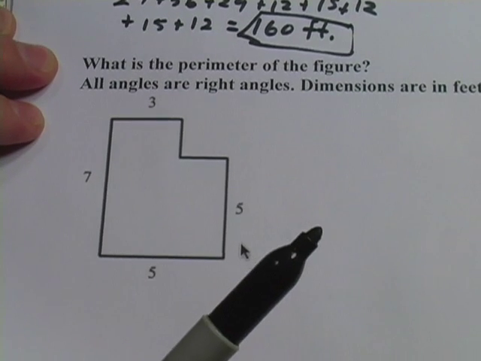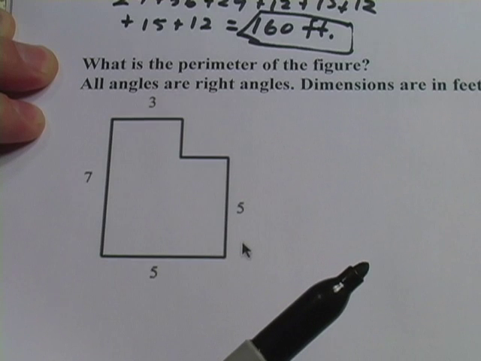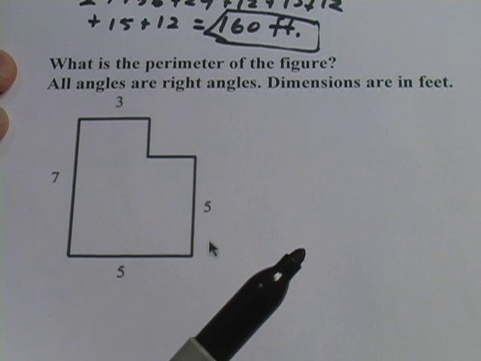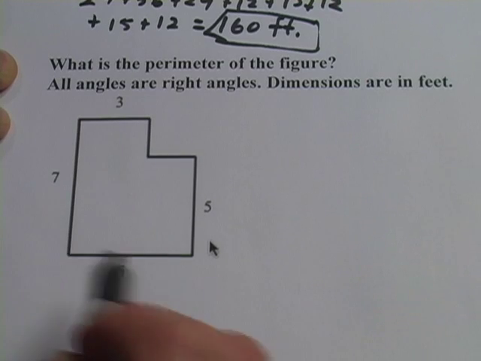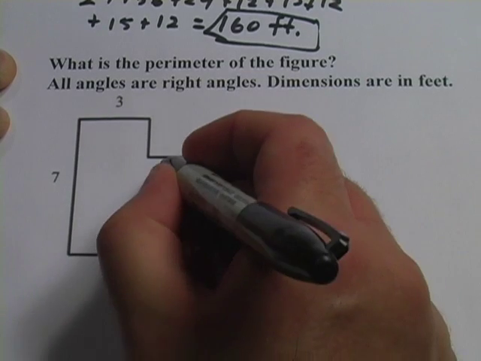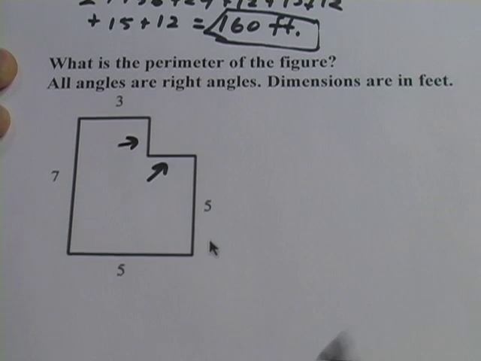Let's try one more. This one says, what's the perimeter of the figure? All angles are right angles and dimensions are in feet. So once again, we've got some sides listed here and some sides not. The sides that are missing are this one and this one.